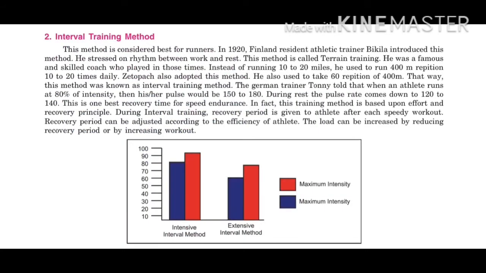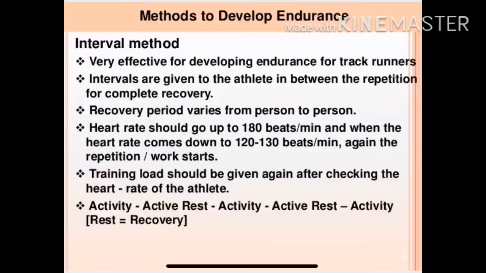So our next training method to improve endurance is the interval training method. From the name you can understand that it is a kind of training method in which the interval is very important while doing physical training, for the recovery period. Interval training is a type of training that involves a series of low to high intensity workouts with rest or relief periods in between. It is very effective for developing endurance for track runners.